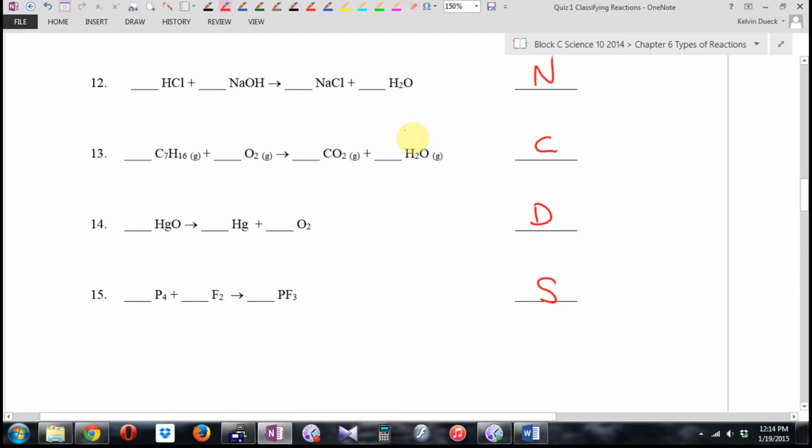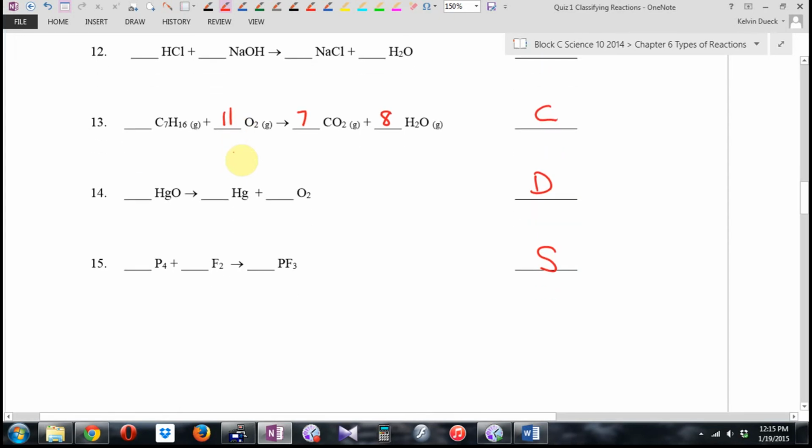13. Okay. How many carbons? 7. I'm not wild about that 7 there, but maybe. How many hydrogens? 16. So I'm going to put an 8 there. How many oxygens do I now have? 14 plus 8. 22. Oh, this isn't that bad. I can put an 11 there. I think, is that right? Blank, 11, 7, 8? 2, 2, blank. I need 4 phosphoruses, which gives me 12 fluorides, which gives me 6. Yep.